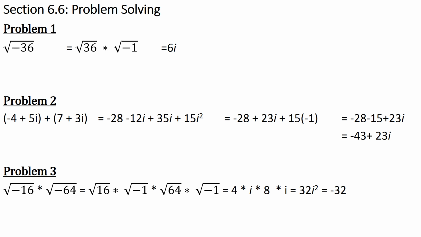Now let's do some simple writing here of these problems. Square root of negative 36. I'm going to write that. That's the same as square root of 36 times square root of negative 1. And remember, square root of 36 is 6. Square root of negative 1 we call I. So add these here. Negative 4 plus 5i plus 7 plus 3i. Negative 4 plus 7.